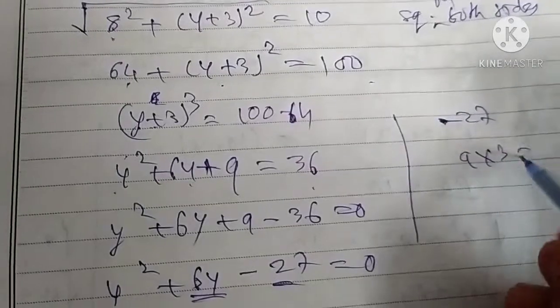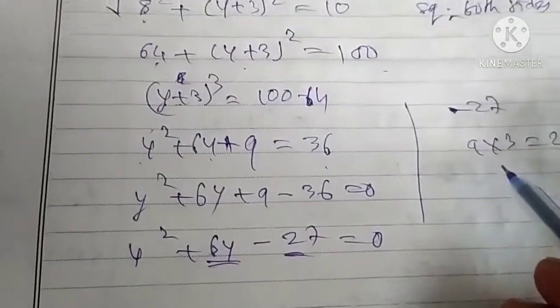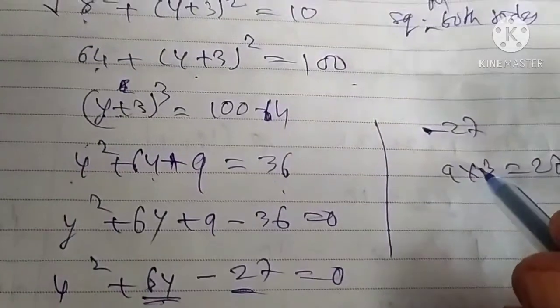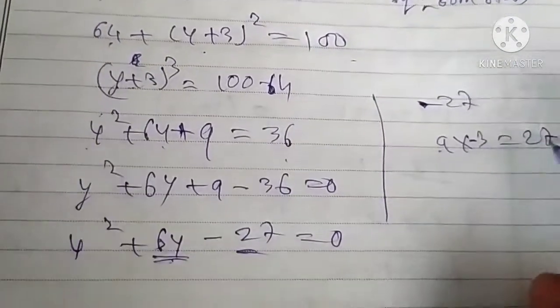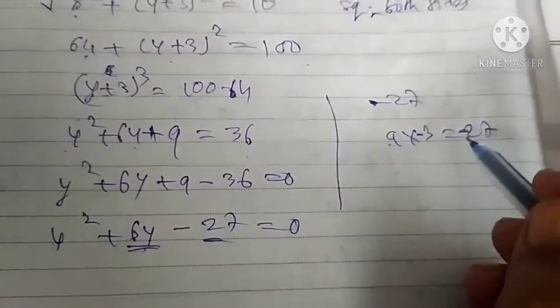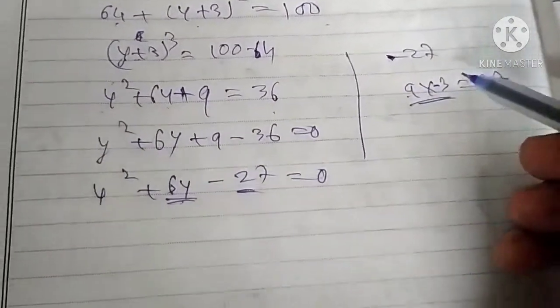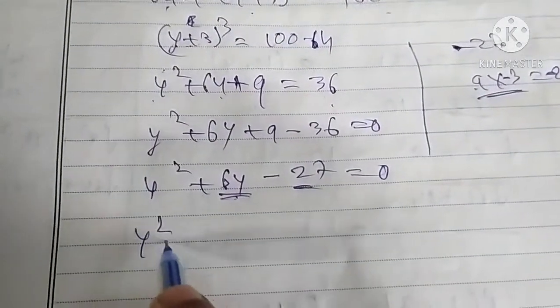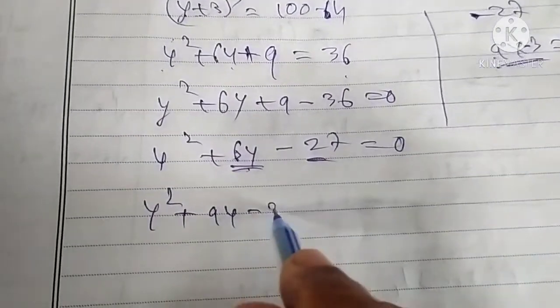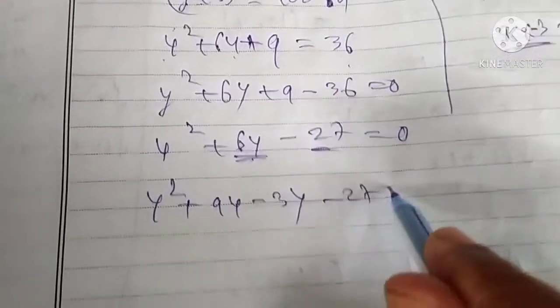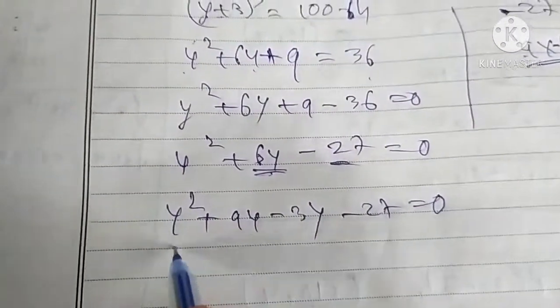9 times 3 is 27, so the sum should be 6. So make 3 negative and 9 positive, because the product should be negative. We have learned this. So 9 and minus 3. Now we are adding: y square plus 9y minus 3y minus 27 equal to 0. Clear? So see this now.